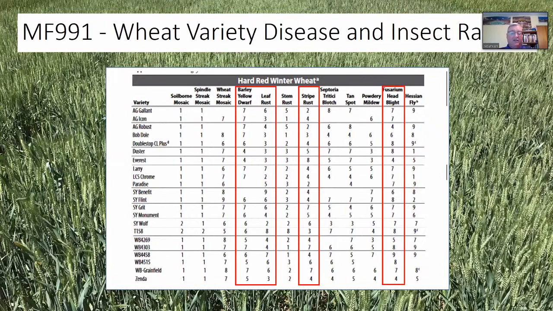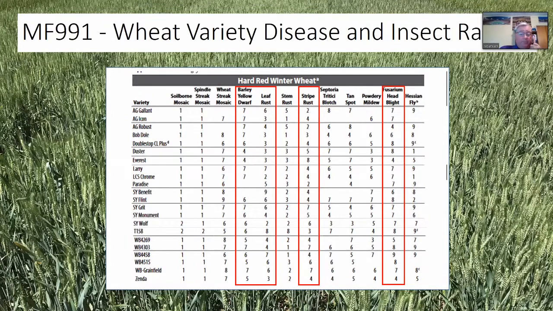This is a patched together table. There's a much better one in the publication. I'm still learning to use Adobe, and I think I finally got where I can edit, but not before I put this together. But the big things I look for in central Kansas are barley yellow dwarf, leaf rust, stripe rust, and Fusarium head blight. Those are generally the ones I worry the most about.